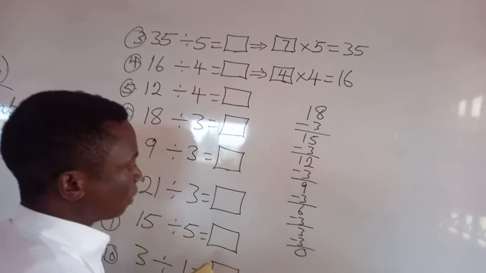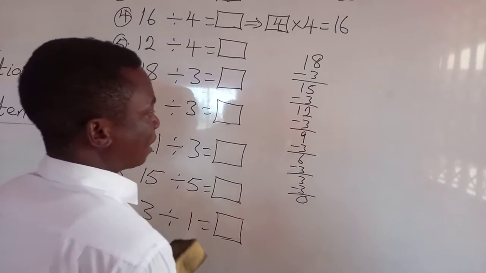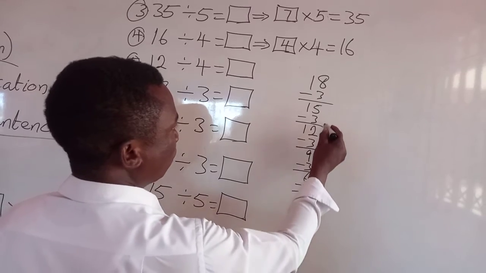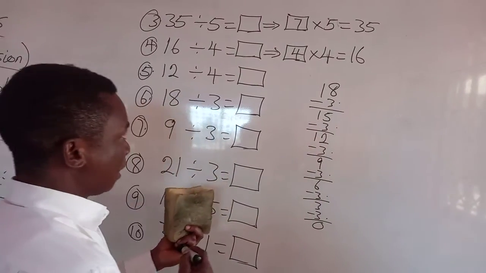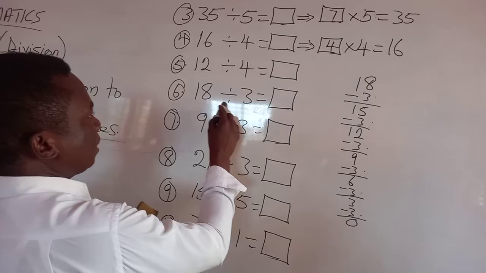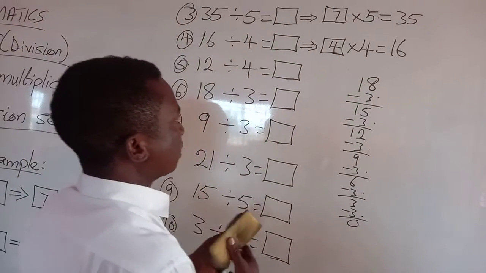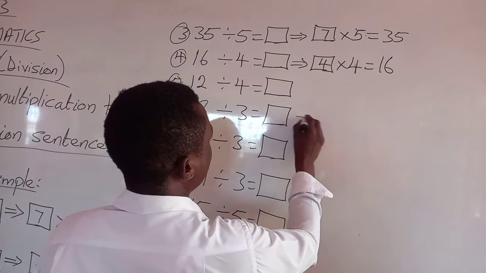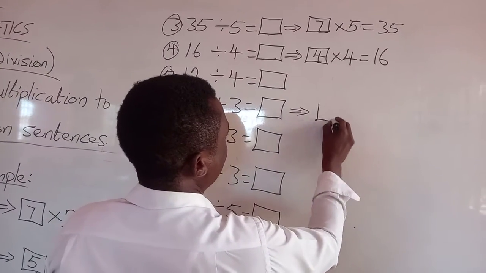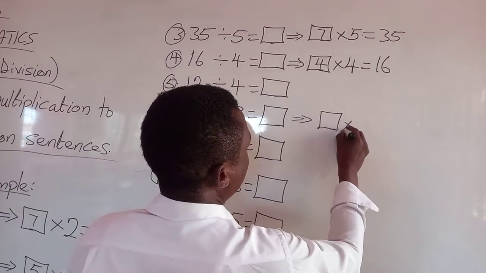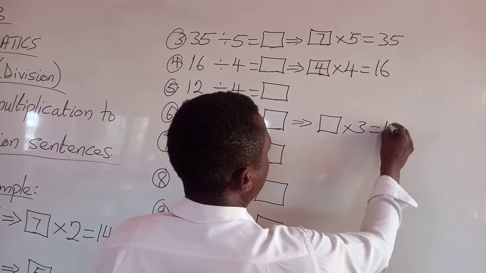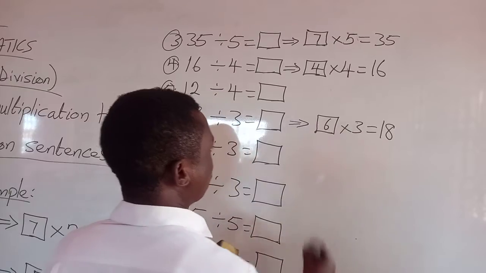Okay, so you count to get your final answer. Let's count. 1, 2, 3, 4, 5, 6. Therefore, 18 divided by 3 is 6. Which is 6 as we have shown.